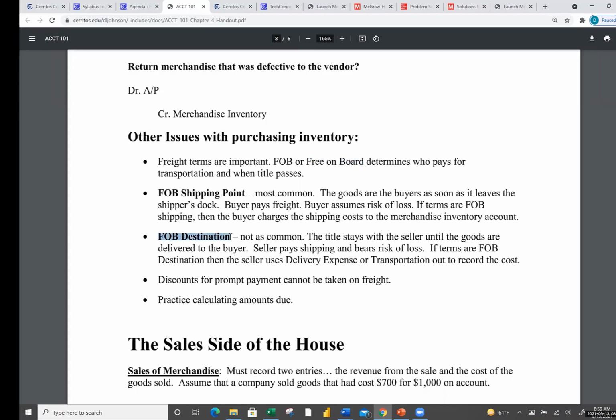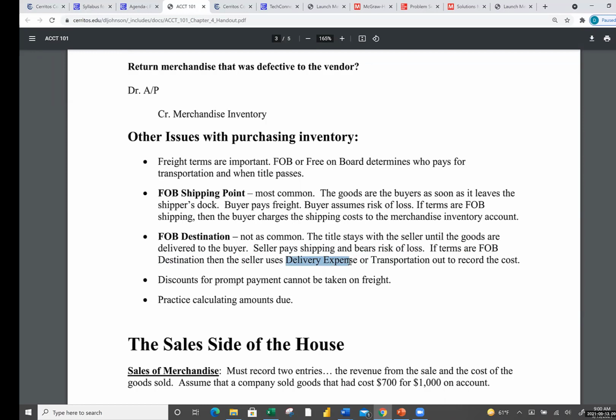Some sales, probably 5 to 10% of the sales, are FOB destination, which means the seller pays the shipping, and whoever pays the shipping bears the risk of loss. And what that means is title stays with the seller throughout the whole transit process until it's actually delivered to the buyer. And because it is a seller's cost, we use a seller's expense, delivery expense.